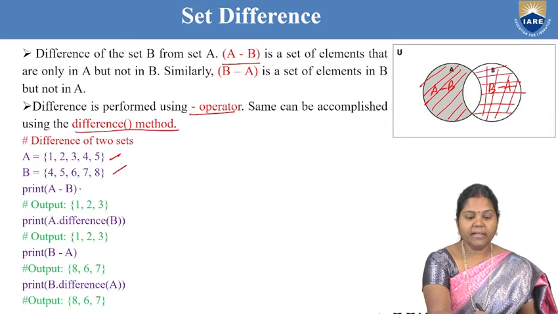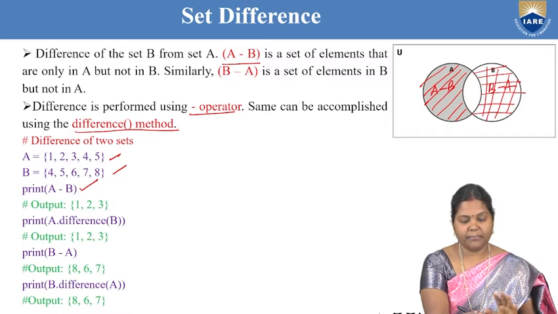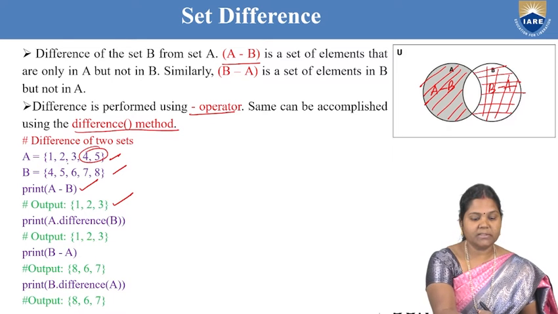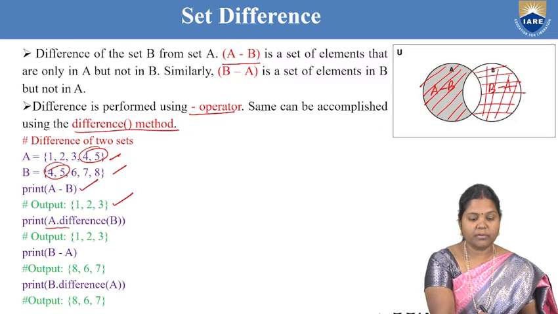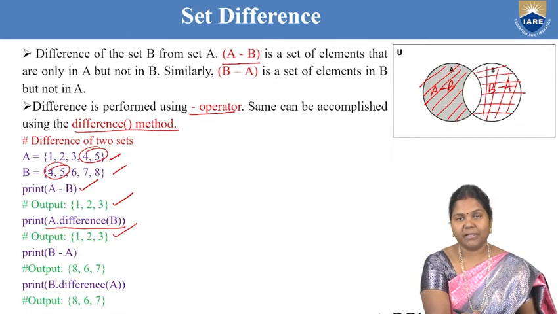Now, if you print A minus B, then it will show you the elements which are only in A but not in B. You can see here the output is 1, 2, 3 because 4, 5 are already there in B also. So, 1, 2, 3 is the output. The same thing you can perform using the difference method also. A dot difference of B. Okay. So, from A, the common elements of B will be removed. So, 4, 5 is removed and you will get only 1, 2, 3.